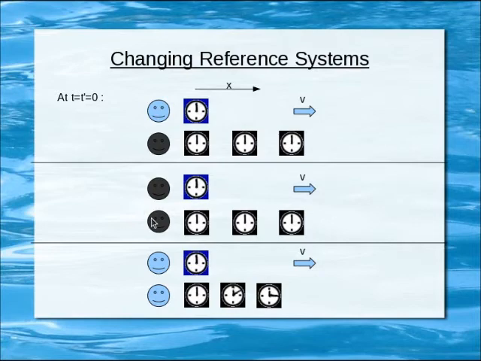So, to a black observer situated at some x position, the blue clock's reading doesn't suffer any sudden jumps when it accelerates suddenly.